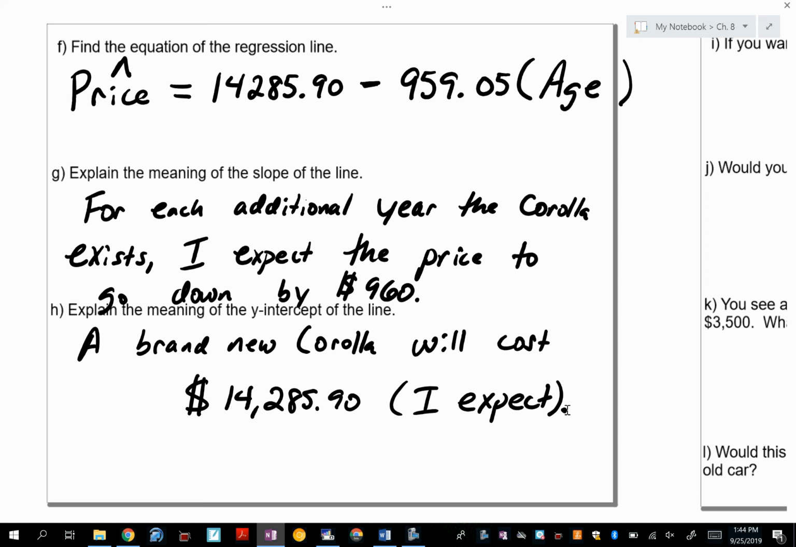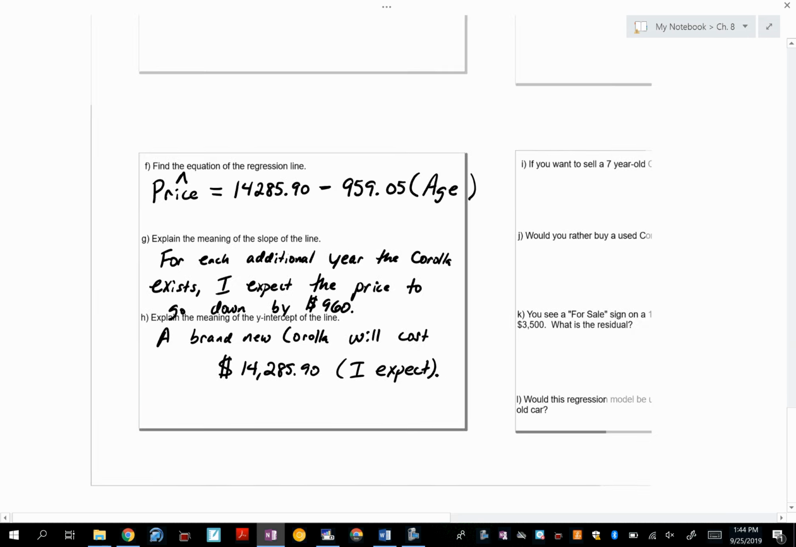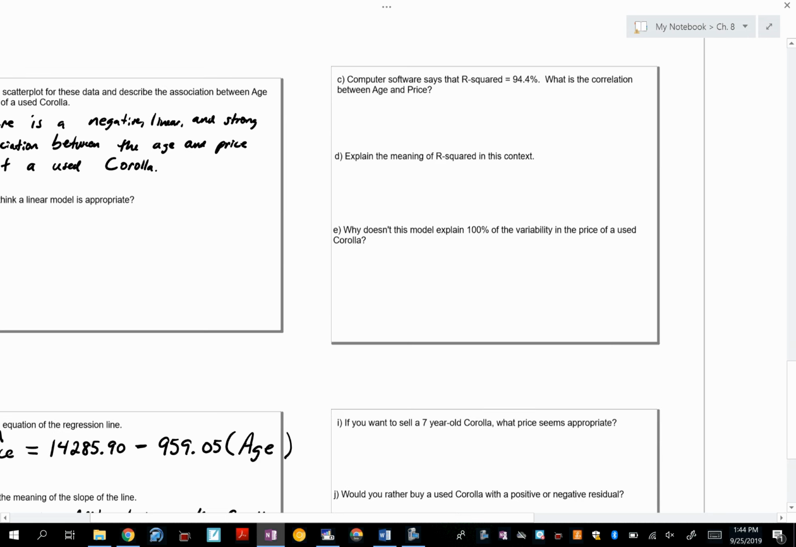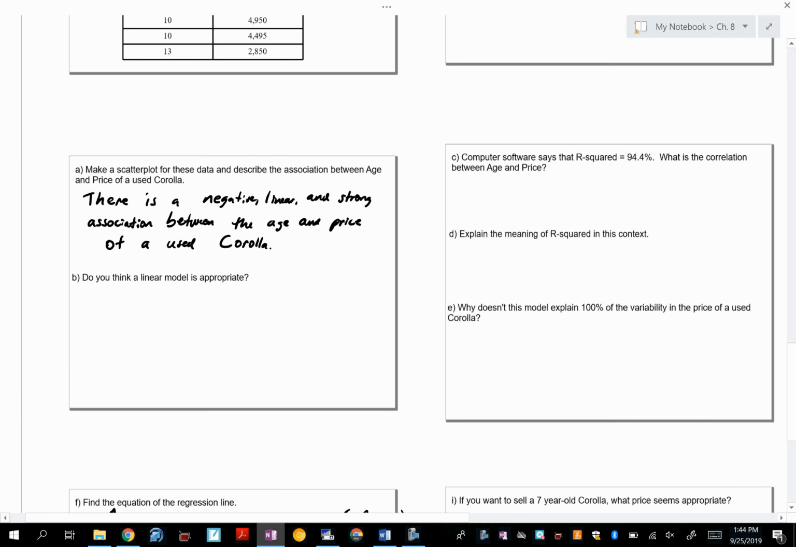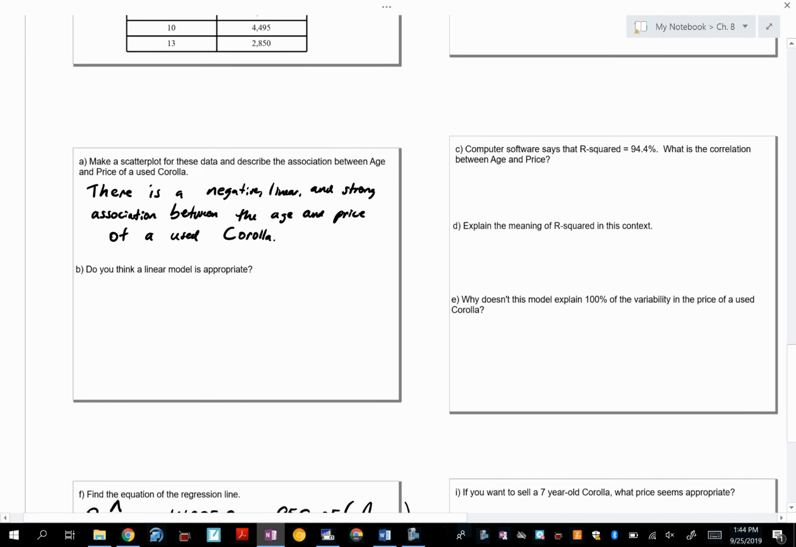Any questions on F, G, and H? Okay. Let's see, where do I want to go from here? Okay, I'm going to go to B. Do you think the model's appropriate? We've never done this before. This is exciting. So, if you go back to Desmos.